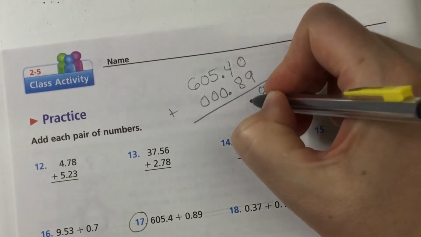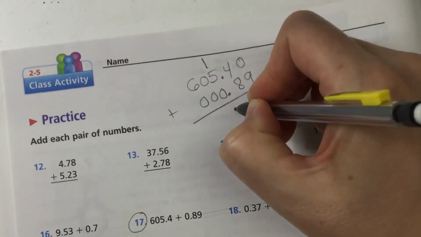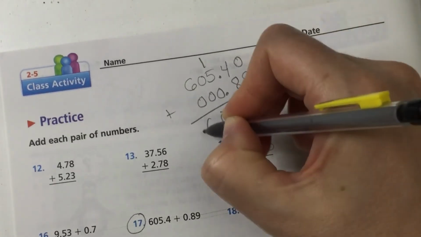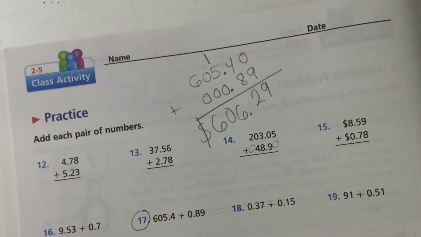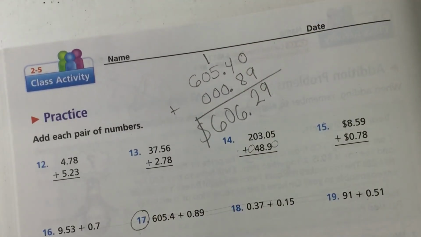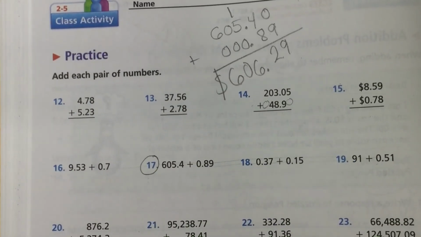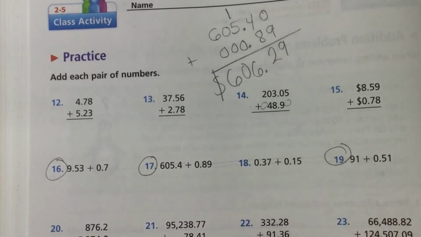9 plus 0 is 9. 8 plus 4 is 12, 5 plus 1 is 6, 0 plus 0 is 0, and 6 plus 0 is 6, so something like that. Oh, it's not money. I don't need that dollar sign there. I'd like you to do number 19 and number 16 on this row. I think 16 and 19 are very good ones to practice that.